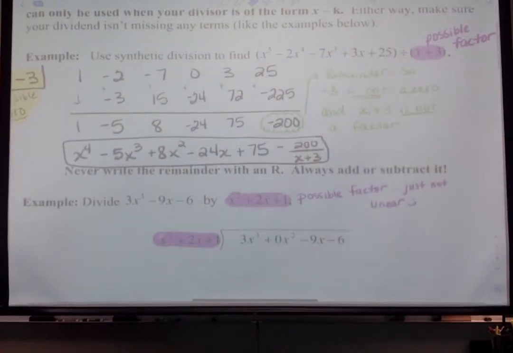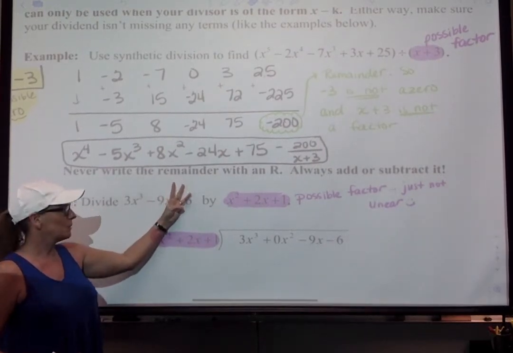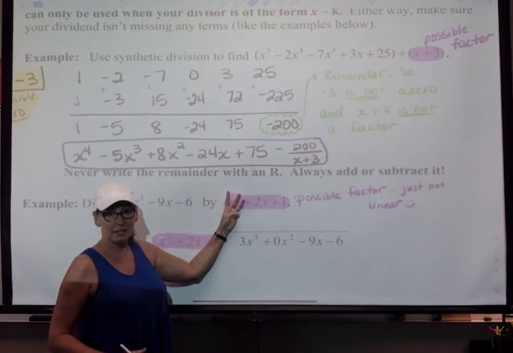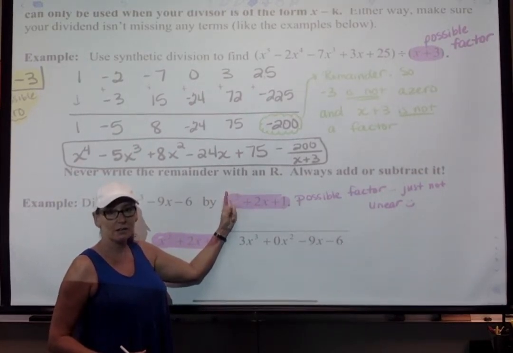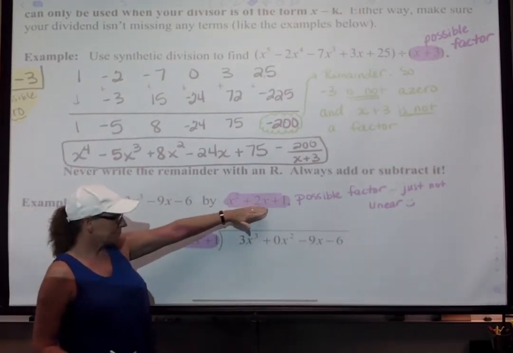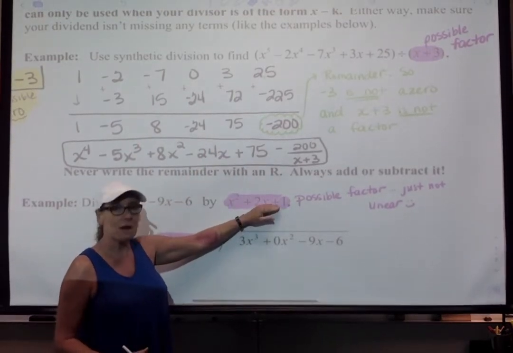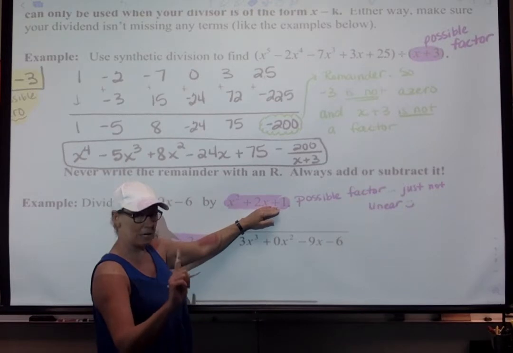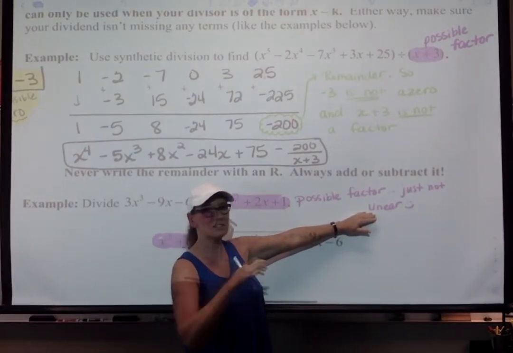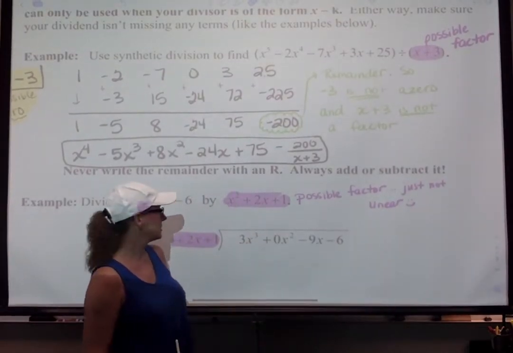So next problem says, all right, now let's take a cubic and divide it by a quadratic. Think about what your answer should look like. So this is what I'm dividing by. Just like I did up there, I'm thinking, this might be a possible factor. Maybe it's just not a linear factor, and that's okay. I can still call it a factor if I get a remainder of 0. It's just a quadratic factor.